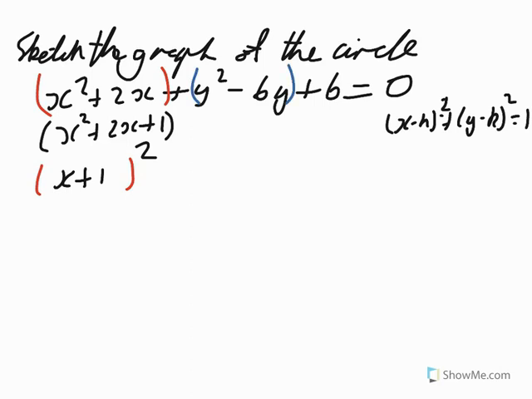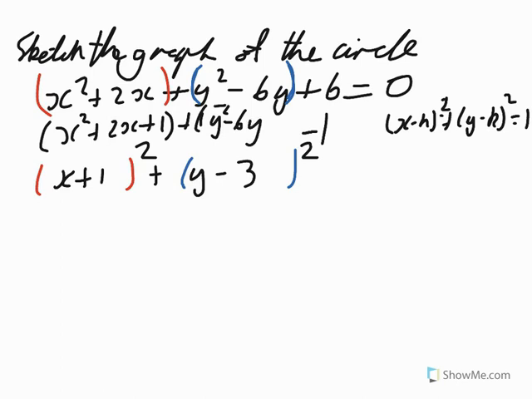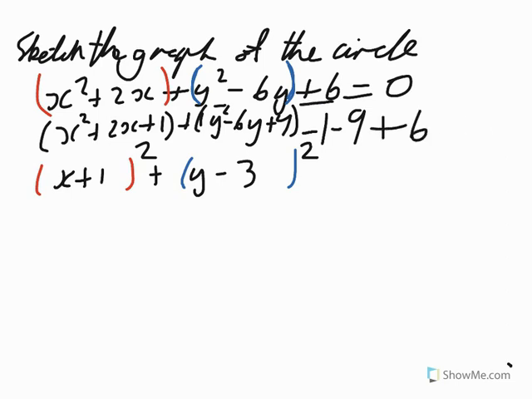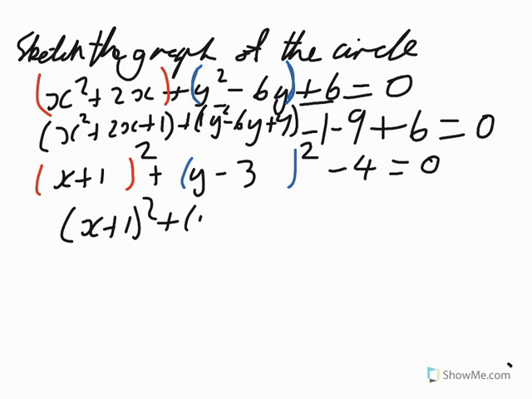Then of course we need to add 1 extra there, so we have to take 1 there. Then with our next pair, we end up with y minus 3 all squared, and so that's y squared minus 6y, 3 threes are 9, plus 9, and so of course we've got to take 9, and then of course we've got our plus 6 that was still there, and that's equal to 0. Okay, minus 1 minus 9 is minus 10, plus 6 is minus 4. So finally we get x plus 1 squared plus y minus 3 squared equals 4.